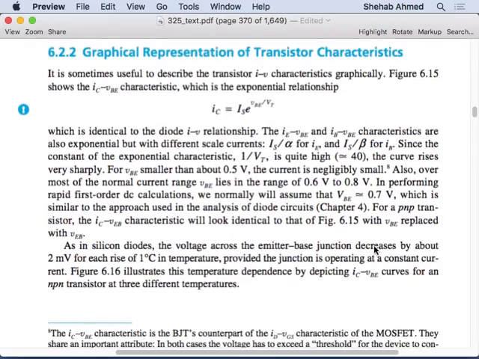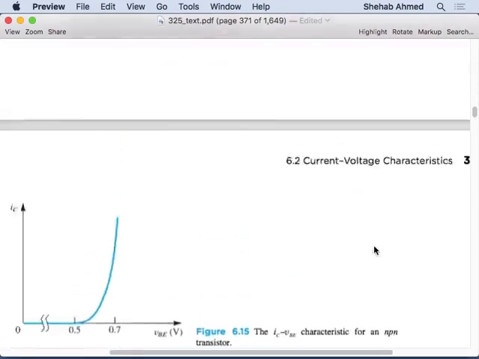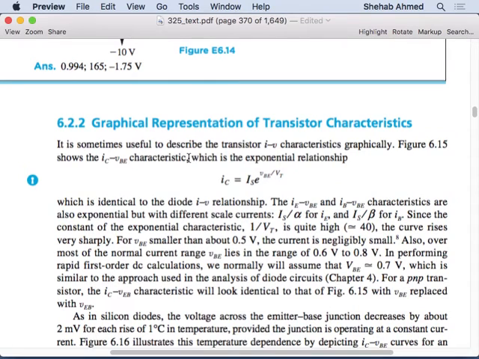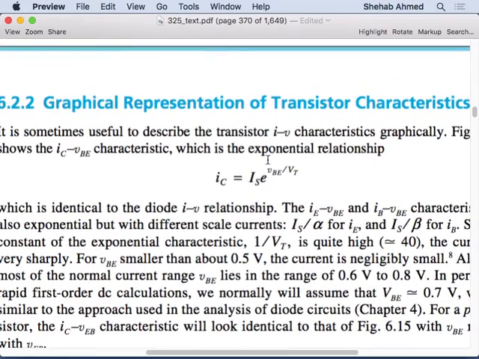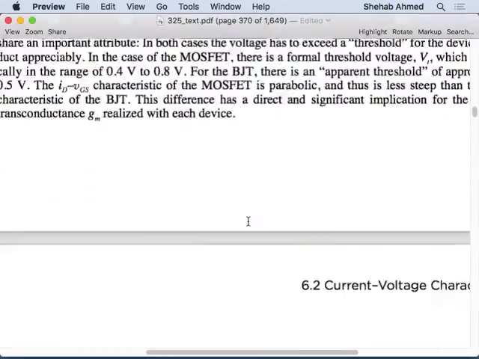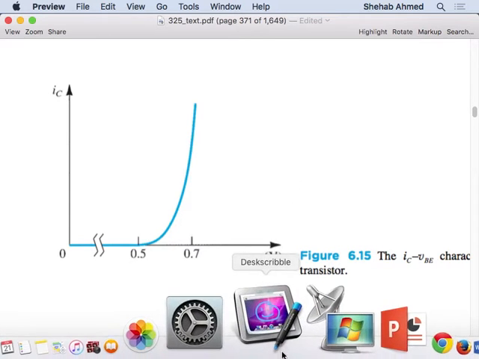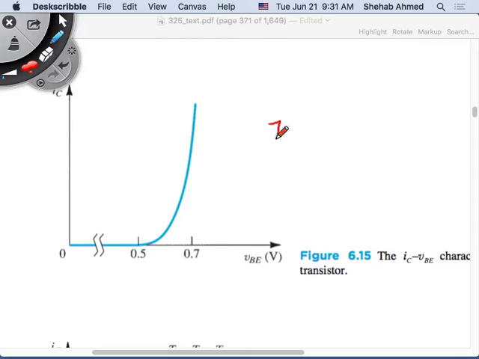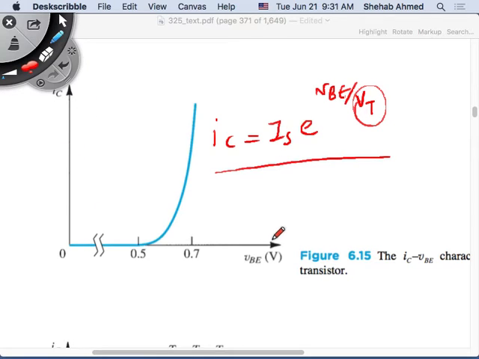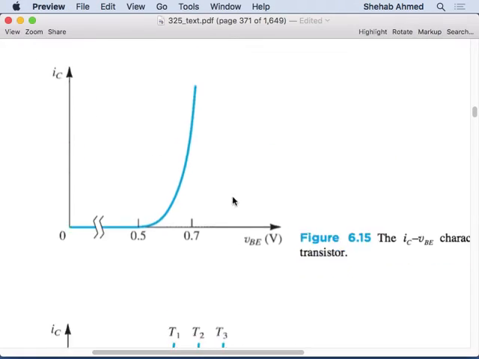Like we did for the MOSFET, we can look at the temperature dependence. We know that the collector current is related to the base-emitter voltage using the exponential, right? So we can draw the exponential characteristics, IC versus VBE. The relationship is IS e to the VBE over VT, and VT is temperature dependent, which means if I change the temperature, the relationship between IC and VBE will change. So they just talk about that.